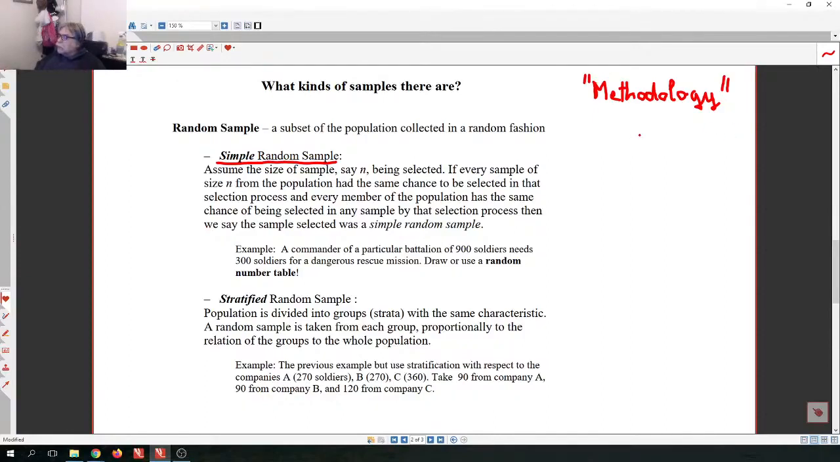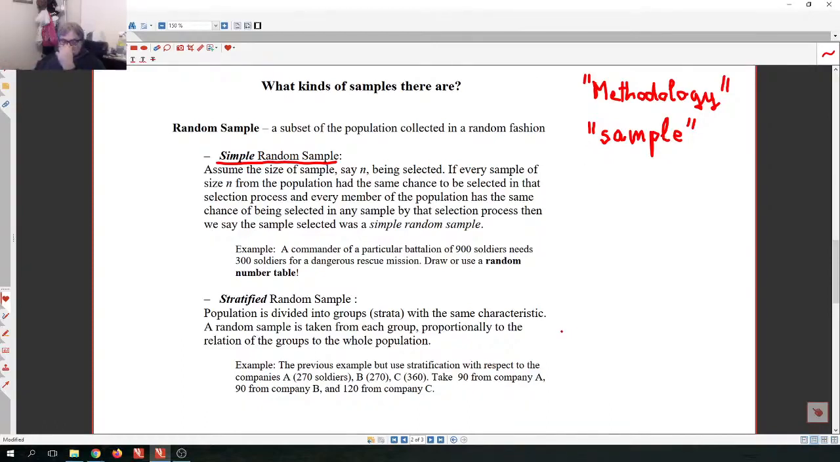So the sample itself has to be distinguished from the methodology of collecting the sample. So when we say that we are having a simple random sample, we are really talking about methodology. Okay, at the end there is going to be a sample, but we are talking about methodology.